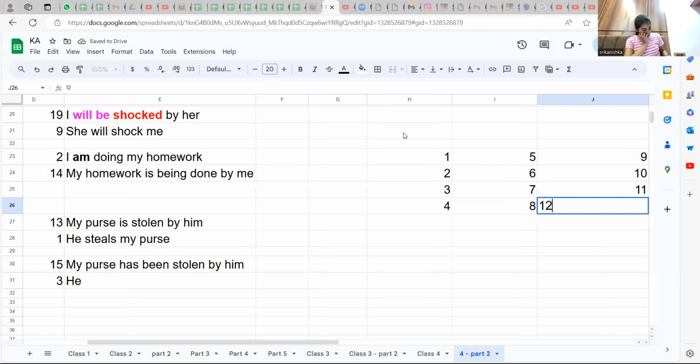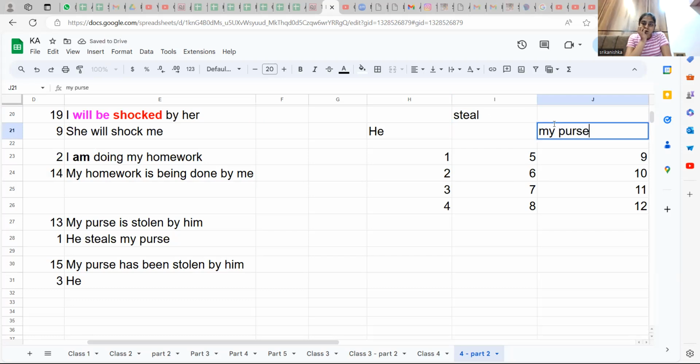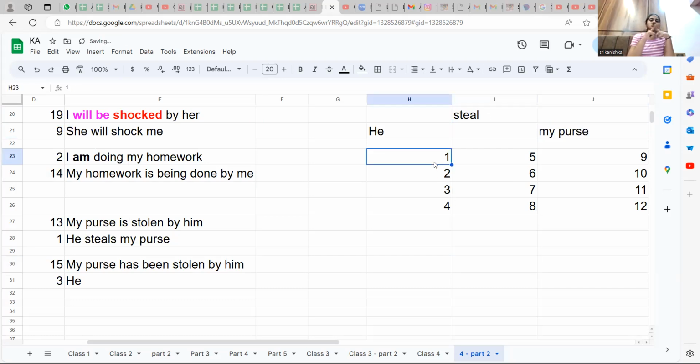Now, give me this. The verb is steal. The object is my purse. Number one. Steal. No, full statement, you tell me. He steals my purse. He steals, isn't it? He steals my purse. Next one.